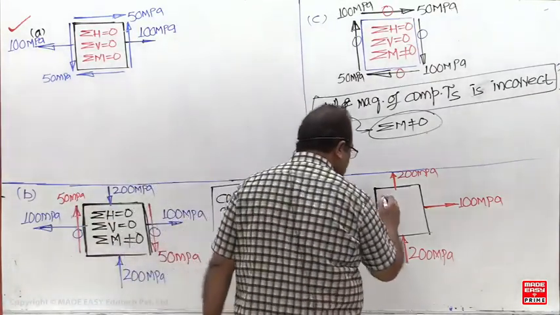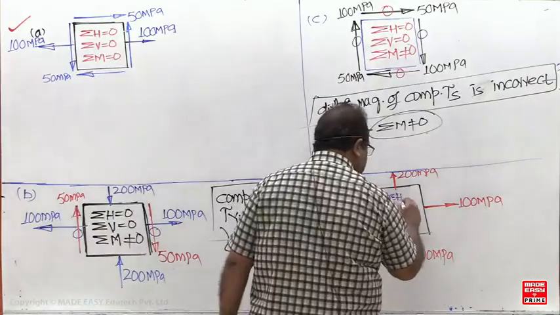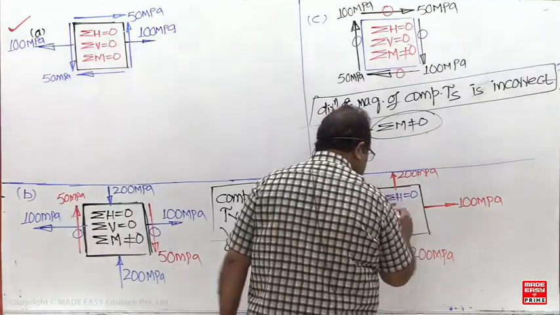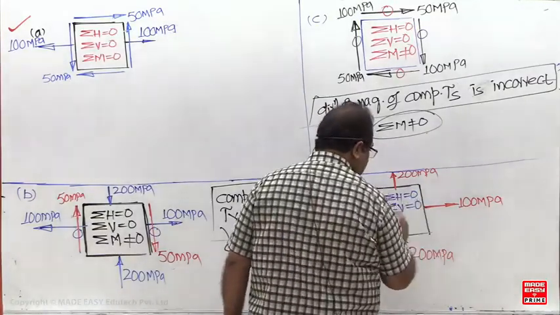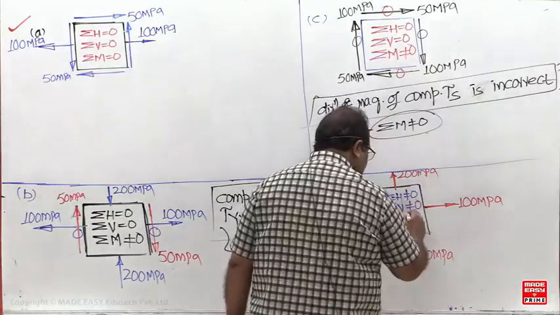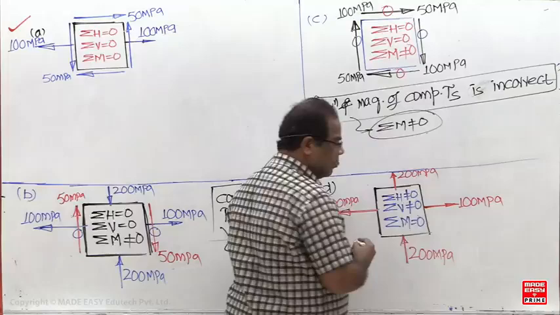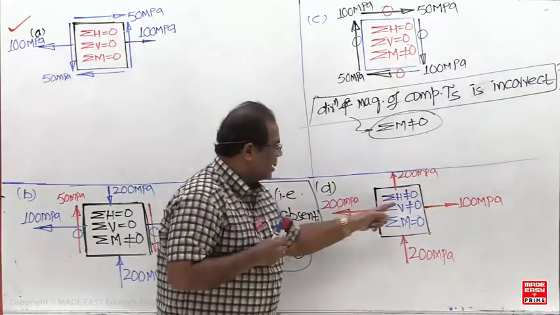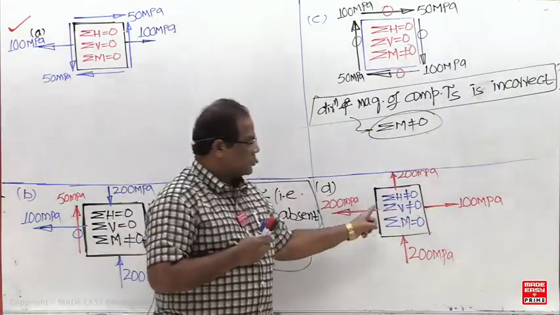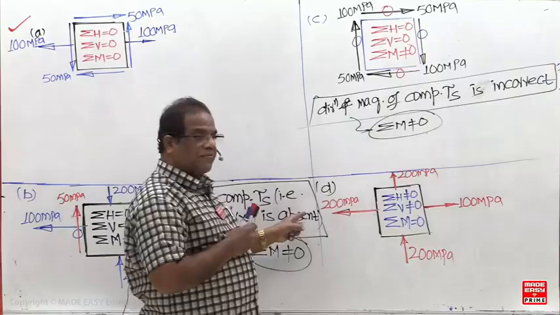Here, sigma h is 0. Sigma v is 0. Sir, sigma h is not 0. Sigma v is not 0. Sigma m is 0. These two are unequal or equal? Unequal. Either towards the right side 100, towards the left side 200.